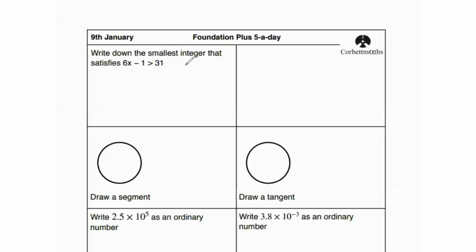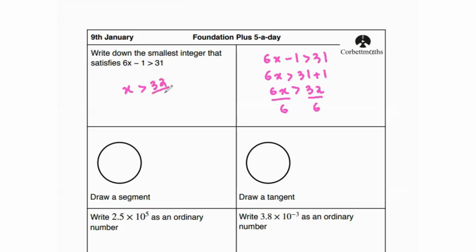The question says, write down the smallest integer that satisfies 6x minus 1 greater than 31. So we know 6x minus 1 is greater than 31. Move the 1 to the other side, so it's going to be 31 plus 1 now. So 6x is greater than 32. Now we divide both sides by 6, so we have x is greater than 32 over 6.